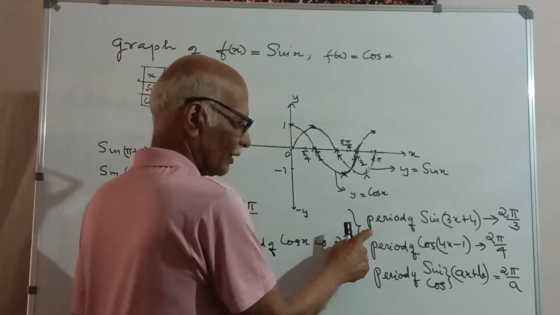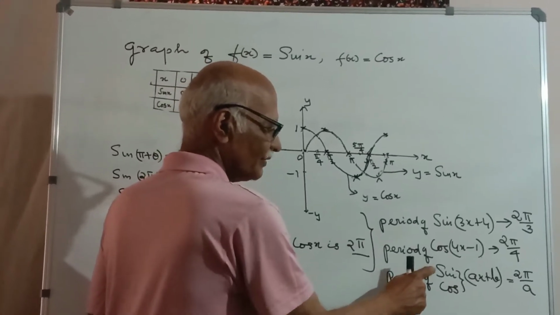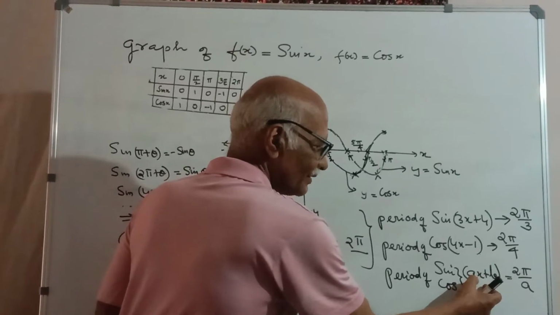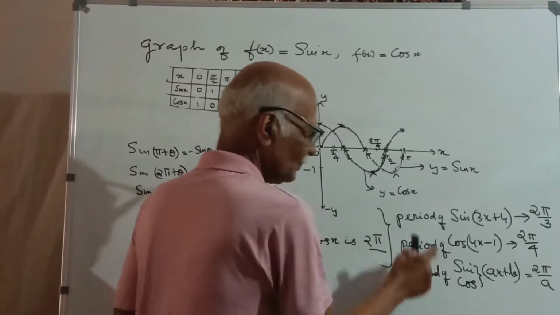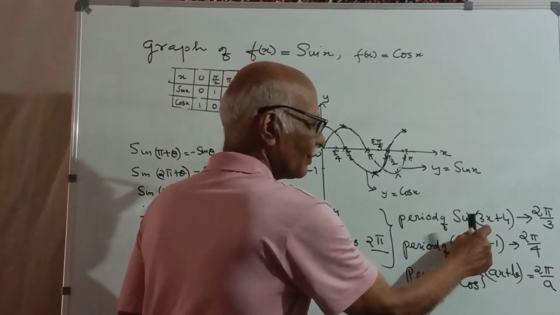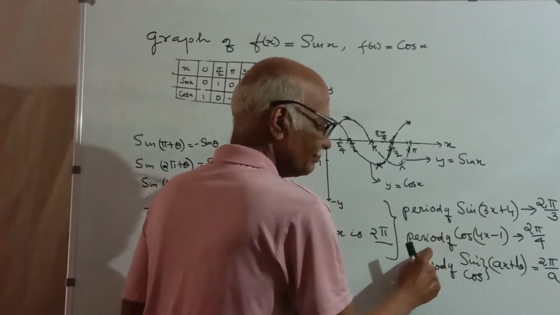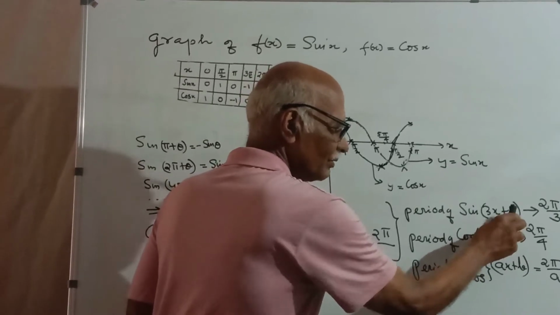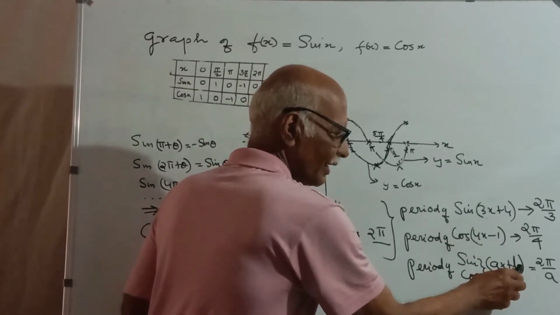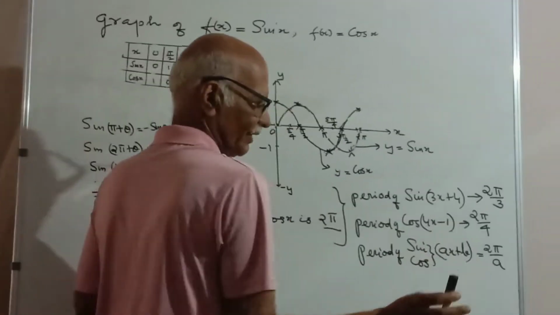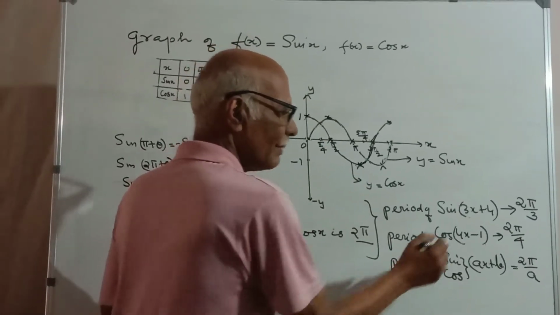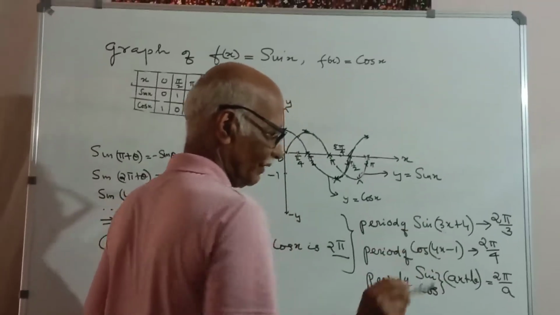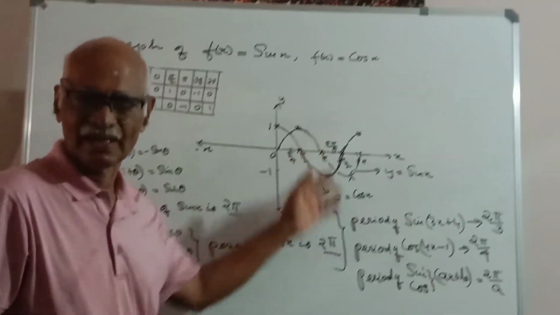Now this is important. The period of sin or cos of (ax plus b) is 2 pi by a. This number a you have to divide by. Period of sin(3x plus 4) is 2 pi by 3. Period of cos(4x minus 1) is 2 pi by 4. This 4, this minus 1, this b do not have any effect. We need only go for the coefficient of x. This is a basic idea.